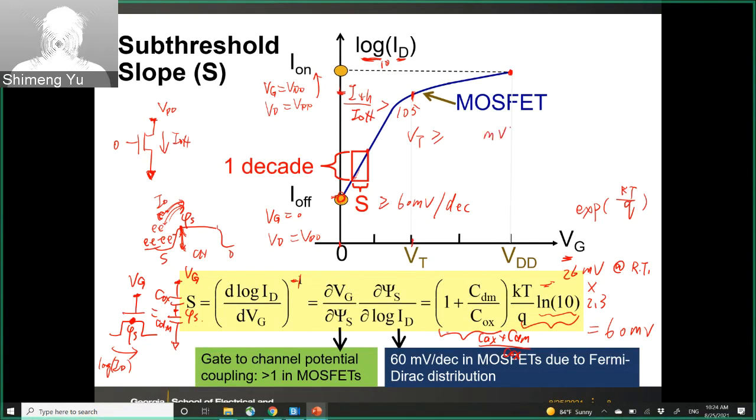Anyone? I'll give you time for a quick calculation. What is your minimal threshold voltage if you want the current ratio to be larger than 5 orders? 5 orders means 5 decades. Each decade you need to pay 60 millivolts. For 5 decades you need 300 millivolts.